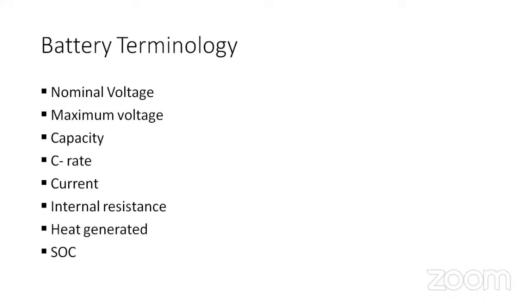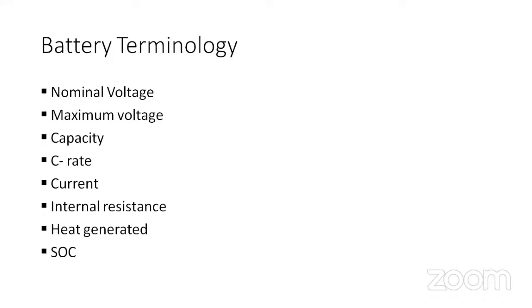C rate is the rate at which you draw the current from or supply the current to the battery or the cell. Current is the flow of electrons. Each and every cell has some internal resistance, and that is the major reason for heat generation in the battery pack. Heat is generated inside a cell due to this internal resistance.